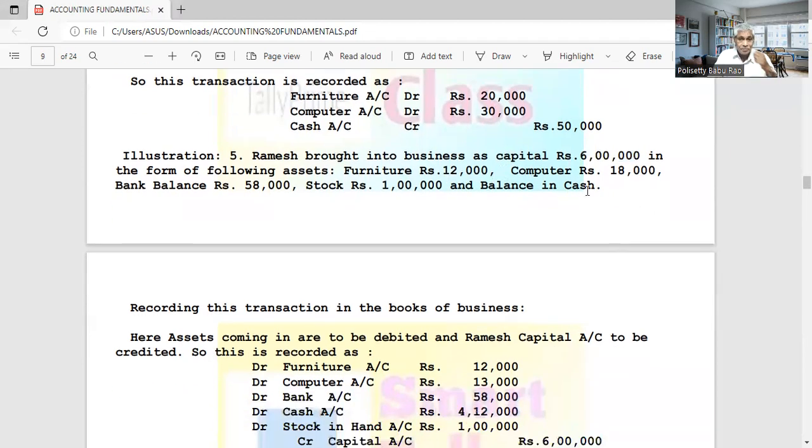So now what to do? All these are assets only. All these assets are coming into the business. What to do? We have to debit all the assets coming in. So here assets are coming into the business. They have to be debited. And how are they coming? The proprietor is giving. So the proprietor account is to be credited. But the name of proprietor is to be changed to capital account.